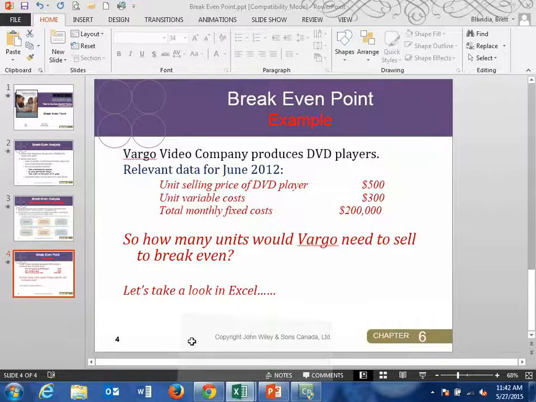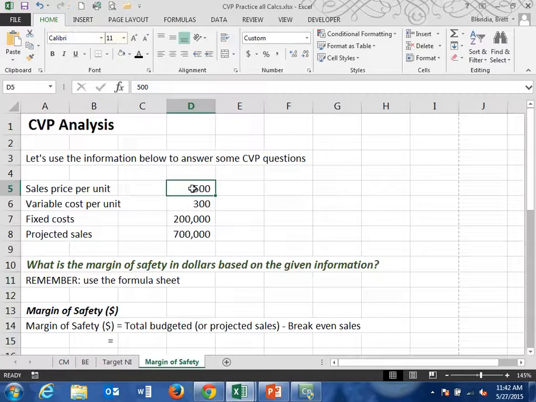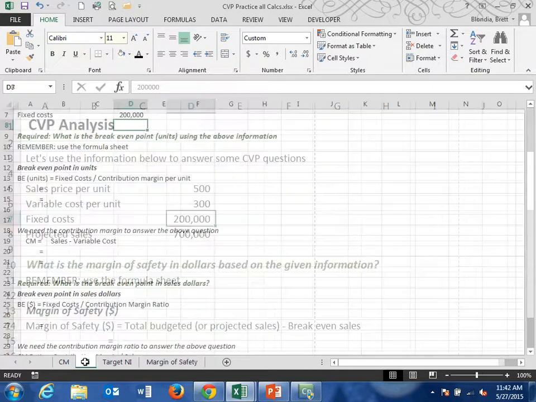Okay, let's go to Excel to take a look. Pull it up here. So here's our Vargo Video example. The sales price is $500. The variable costs per unit are $300. Actually, I should go to this tab. We've got fixed costs of $200,000. Now the question said, what is the break-even point in units using the above information? So use that formula sheet. It's asking us for the break-even point in units.